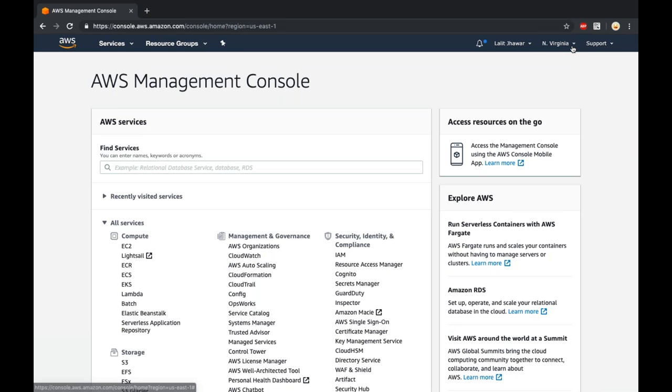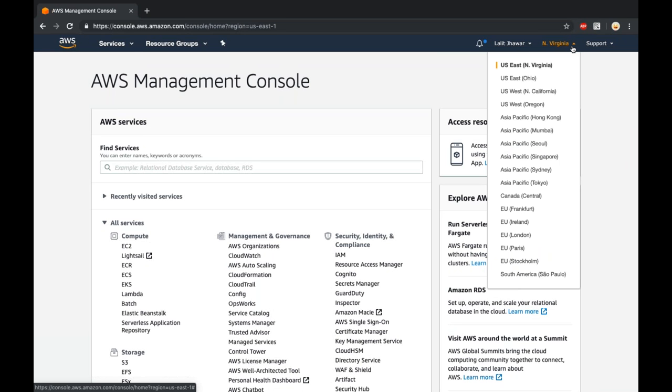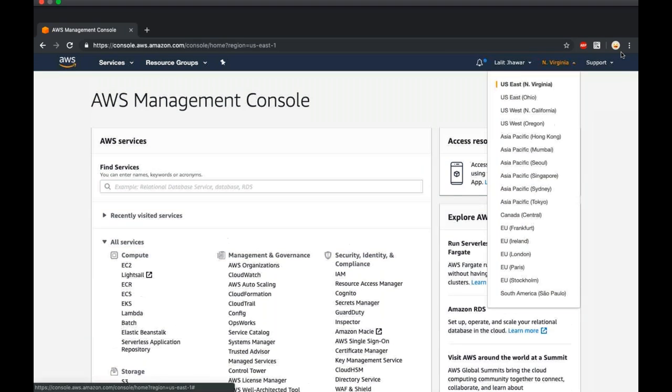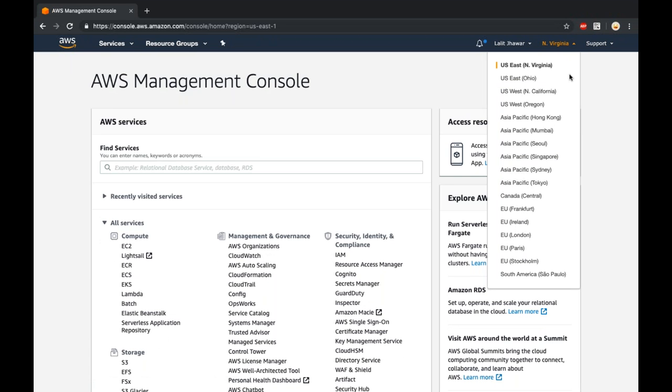Next part is your North Virginia, that is your region selection. As you can see, there are lots of regions available. US East 1, US East 2, US West 1, West 2, California, Oregon, Hong Kong, Mumbai, Seoul, Singapore, Sydney. These are basically 18 different regions, and two or three regions are actually disabled for my AWS account, which I haven't enabled. So these are a few more AWS regions available.